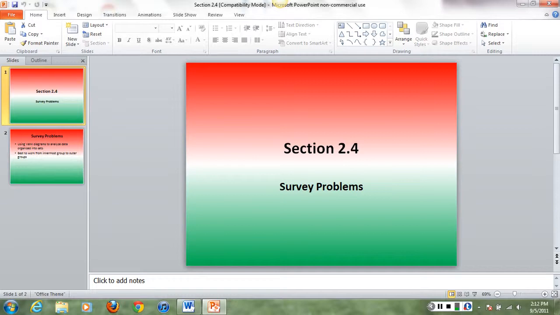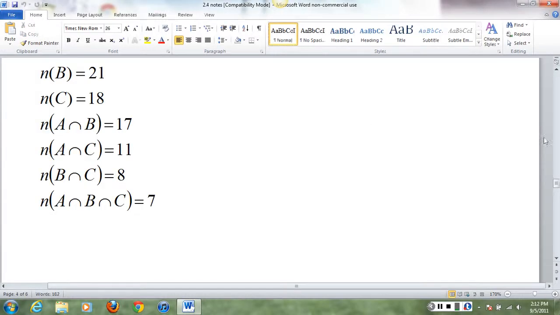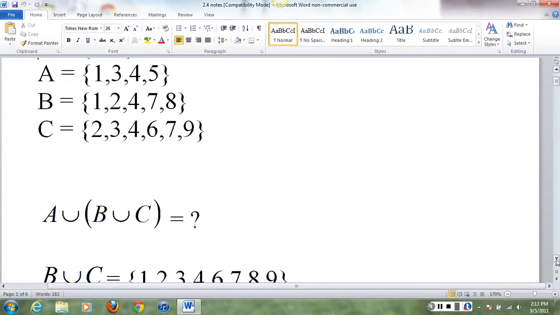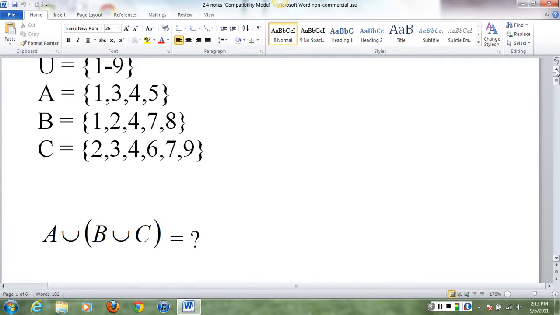So, let's look at a couple. Jump back up here. So let's consider the universal set from 1 to 9, where A is 1, 3, 4, 5, B is 1, 2, 4, 7, 8, and C is 2, 3, 4, 6, 7, 9, as you can see. Here's a question. What is A union B union C?